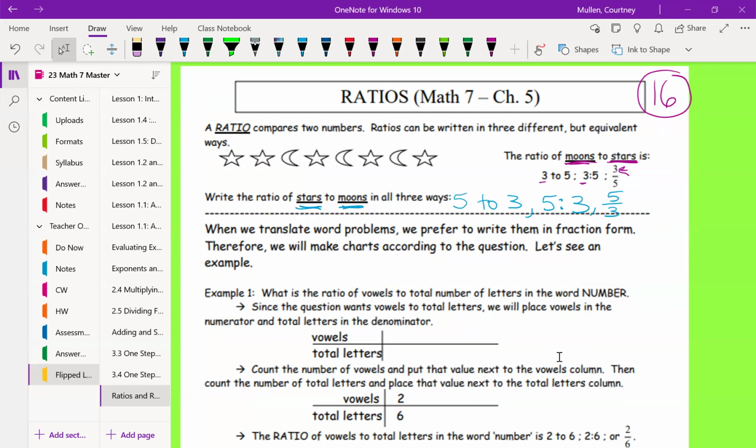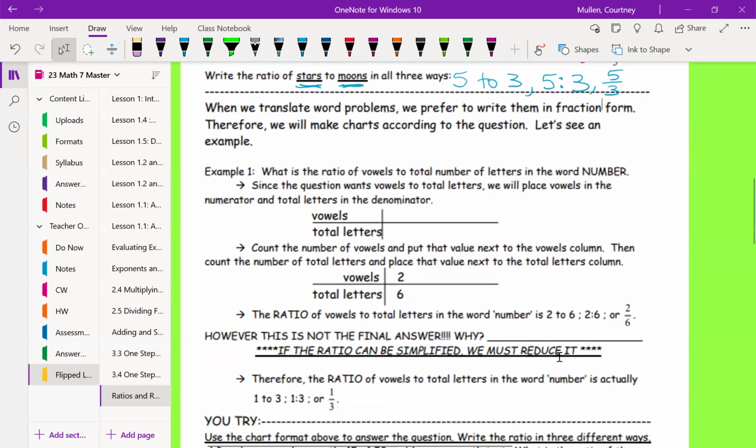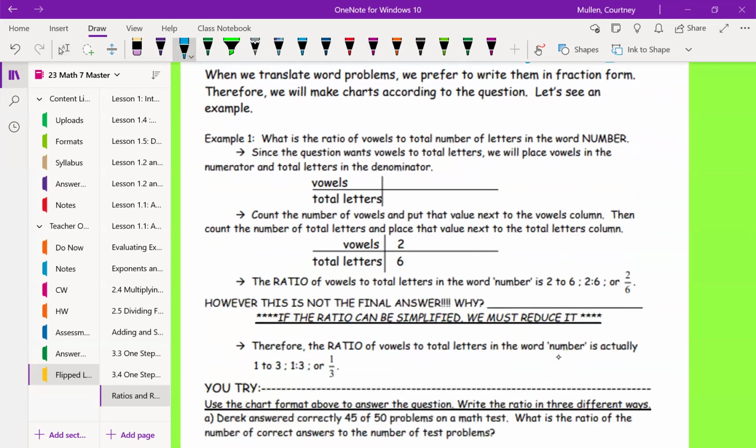What is the ratio of vowels to total number of letters in the word number? So we have the word number, and it's asking us, what are we comparing? The ratio of vowels to total number of letters. So as you'll see, my labels are vowels in the numerator because it came first, to total number of letters. So all we need to do is count the number of vowels and put that next to the vowels column.